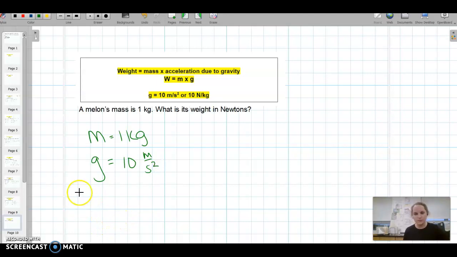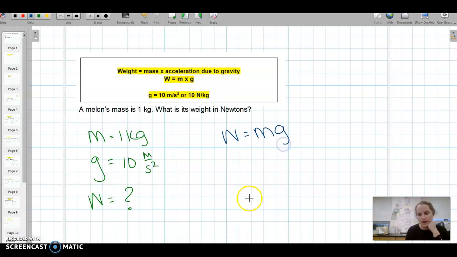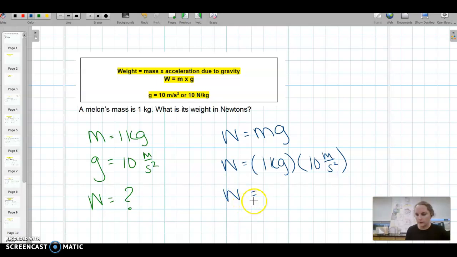So what is this weight? Well, the weight right now to us is a question mark. So now, in order to solve, we rewrite our equation. So W is equal to mg. And now we just have to plug in our information. So the weight is equal to mass in kilograms, so 1 kilogram times g, which is 10 meters per second squared. So now we just take 1 times 10, and we get 10. And what are the units here? Newtons.